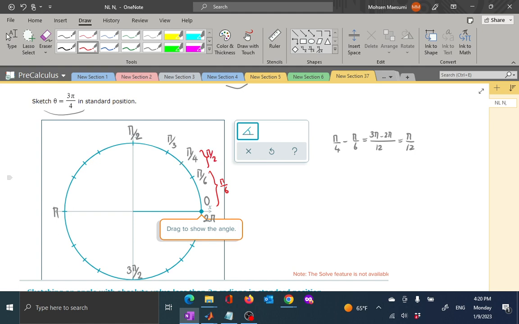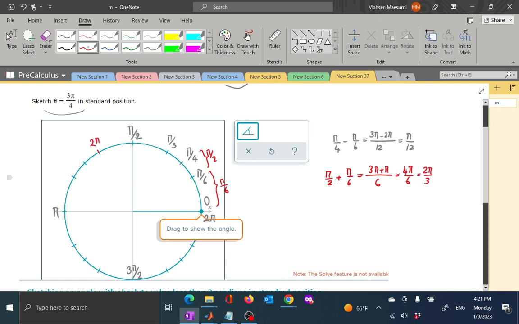Well, the main issue here is to get used to these numbers measured in terms of pi. So what is this going to be? It's going to be pi over 2 plus this small stretch, which is pi over 6. So we take a common denominator again. We might as well be smart and take 6. So this is 3 pi, and then another pi, so that's 4 pi over 6, and that becomes 2 pi over 3. So this location is 2 pi over 3.